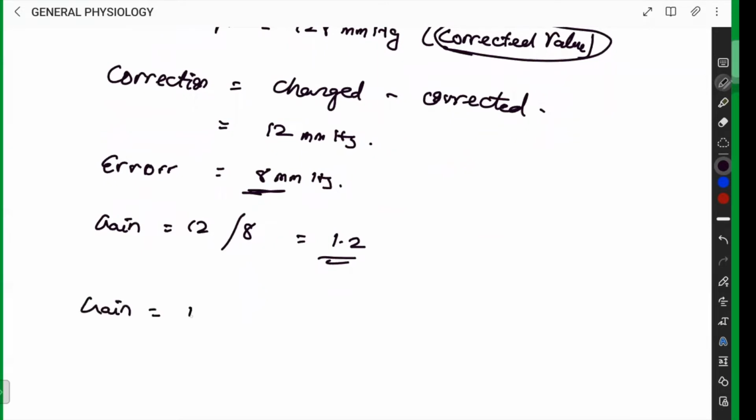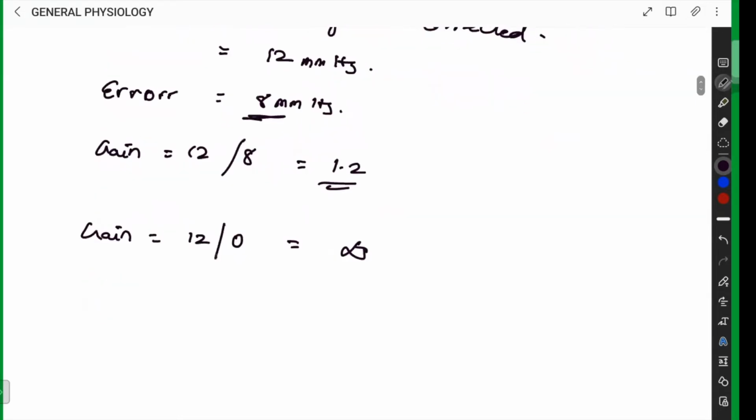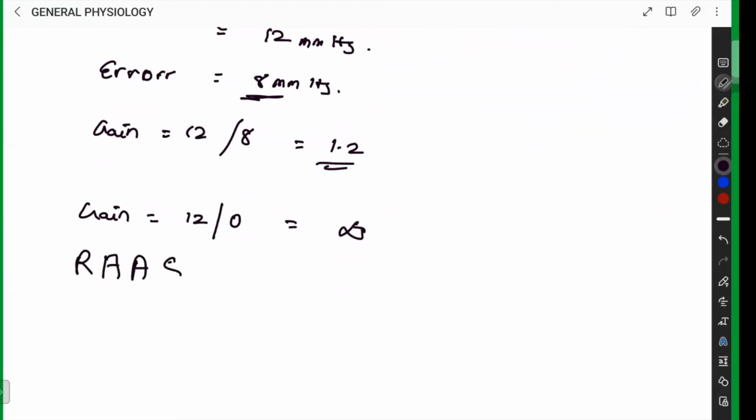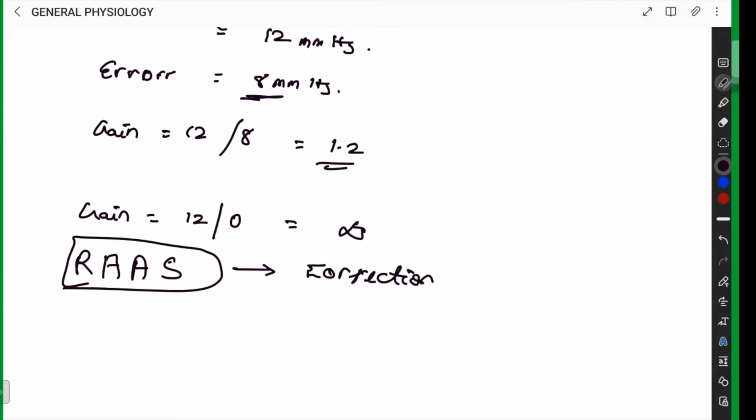Which mechanism creates a complete reversal to normal? That is your renin-angiotensin-aldosterone mechanism. This is going to be helpful in correction of BP, but how is it going to correct in the long term?